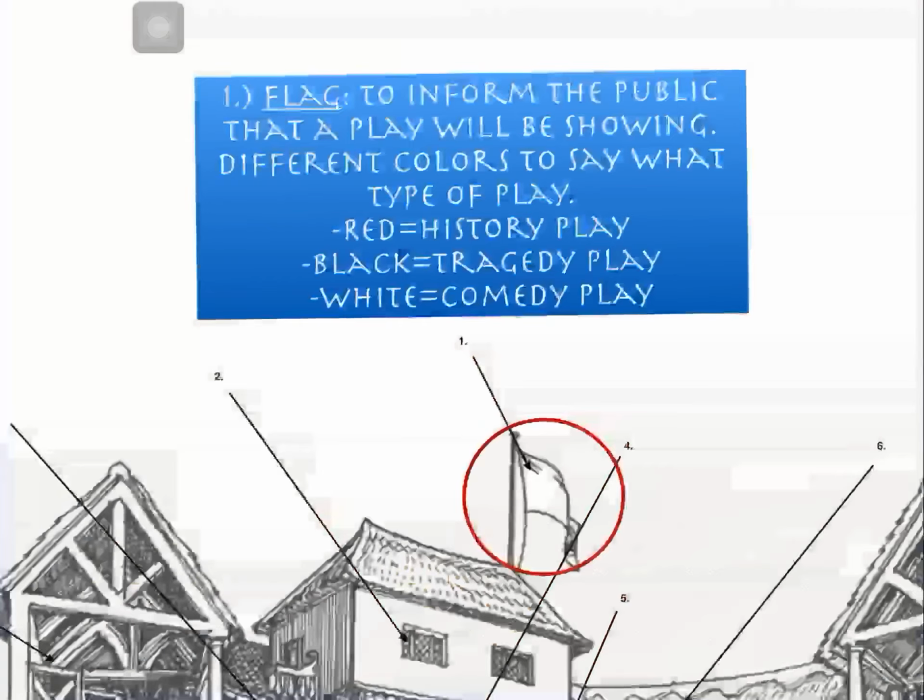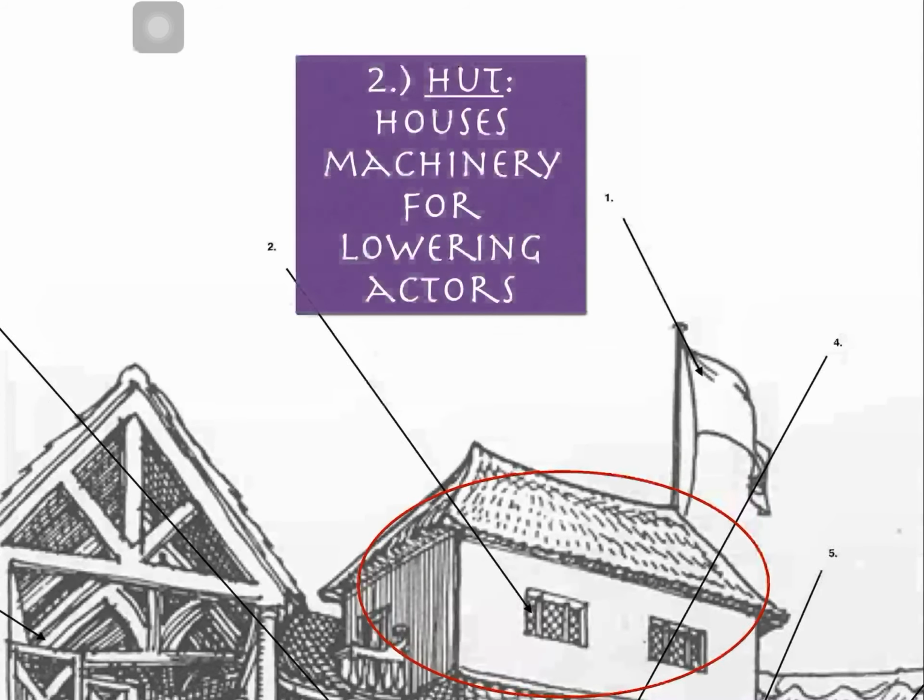Now, we are going to break down the different components of the Globe Theater. Firstly, at the top, there was always a flag, and the flag would inform the public that a play would be showing, and the different colors of the flags would represent what type of play it was. So if a red flag was flying, it would be a history play. A black flag represented a tragedy, and then a white flag represented a comedy. So depending on the color of the flag, you knew what kind of performance was going to be on that night.